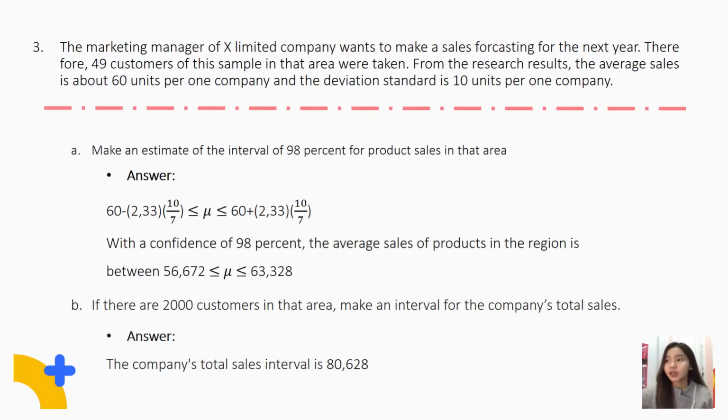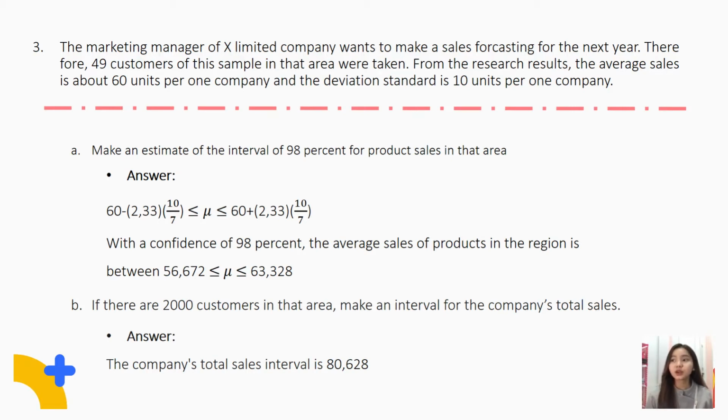Number 3. The answer of questions number 3 is A. 60 minus in parentheses 2.33 times in parentheses 10 per 7 less than equals mu less than equals 60 plus in parentheses 2.33 times in parentheses 10 per 7.